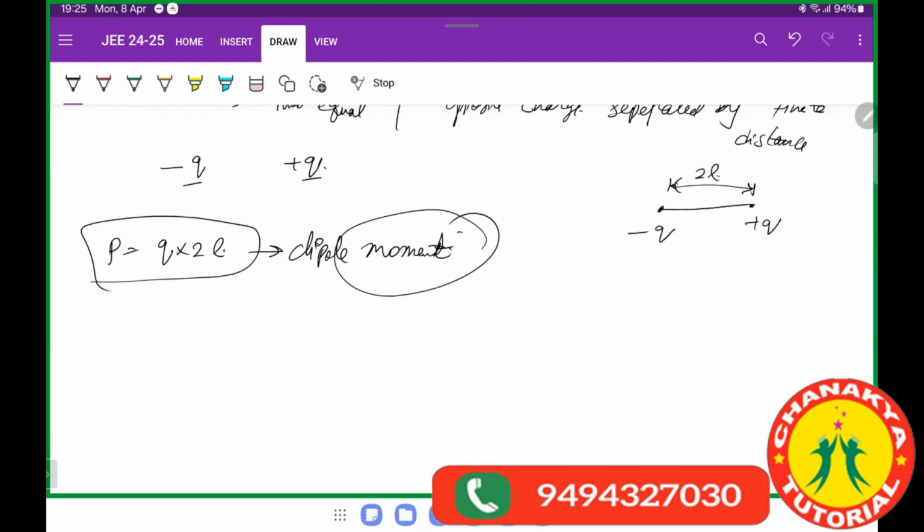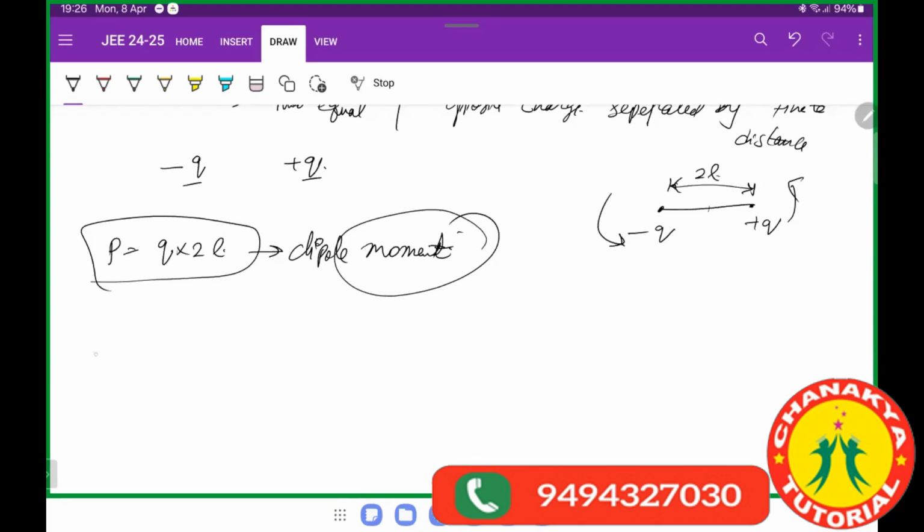So dipole moment means force, here in terms of charge, into distance. That is 2L. It is not exactly what I'm saying here, but it's similar to that. To understand it, it's a similar way, force into distance. So your charge is the force, into distance. Now we need to find the torque, how much torque it will give to get rotational motion.